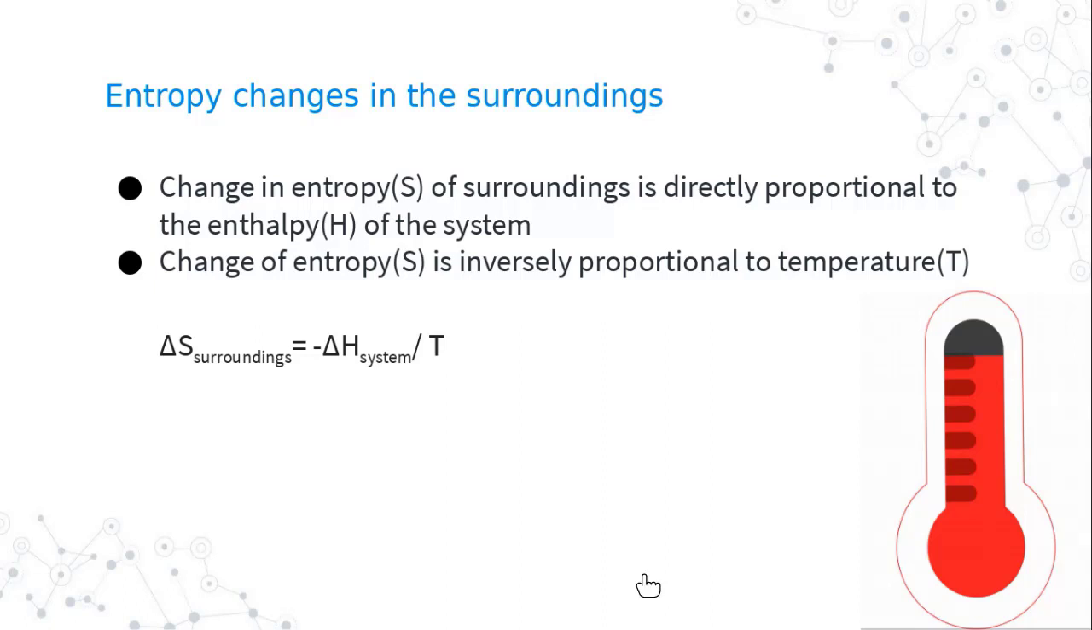So, entropy changes in the surroundings. This is just a little formula that can be useful to help you guys out. The change in entropy of the surroundings is directly proportional to the enthalpy of the system. It's negative, but they're both on the top of a fraction. And then the change of entropy is inversely proportional to temperature. So this is a fraction right here. I couldn't get it to look like that, but it's negative delta H of the system over temperature. So that is inversely related to the delta S of the surroundings.